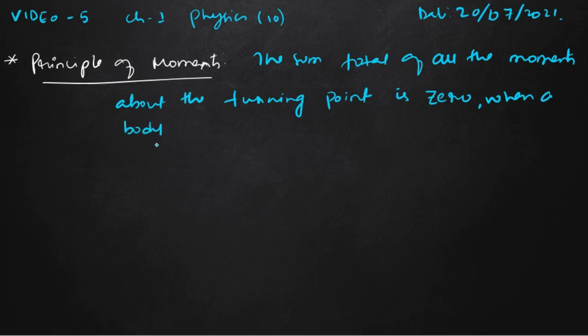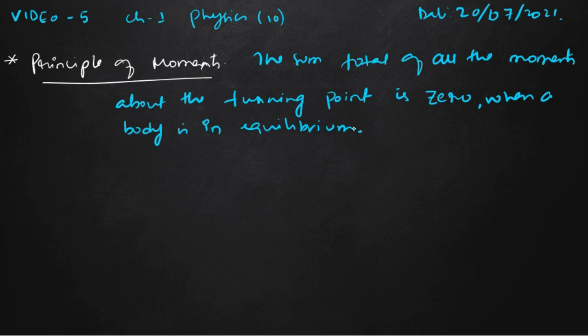Sum total of all the moments about the turning point is 0 when a body is in equilibrium. That means if the body is in equilibrium, then the sum of all the moments about the turning point, it may be clockwise moment as well as anti-clockwise moment, all will be 0.